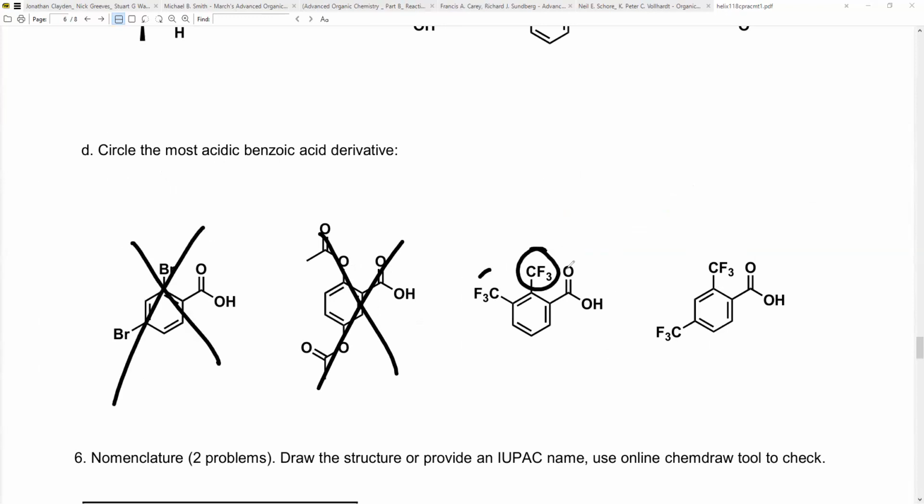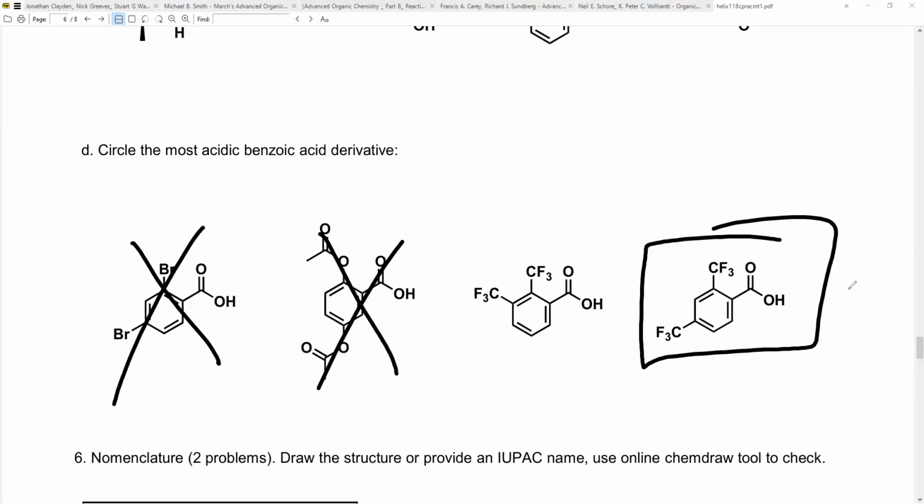So it's between the ortho meta CF3s and the ortho para CF3. Based on what we just talked about, it seems that we'd want to gravitate towards this answer here. Okay.